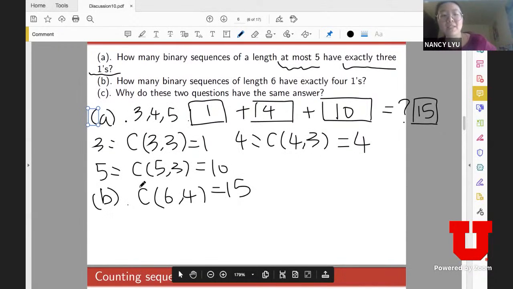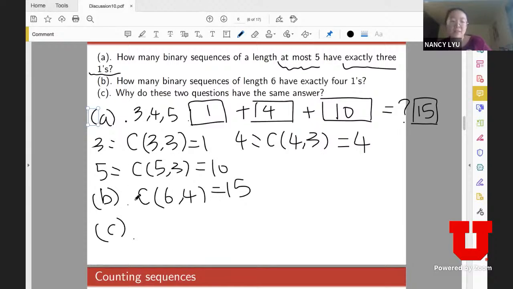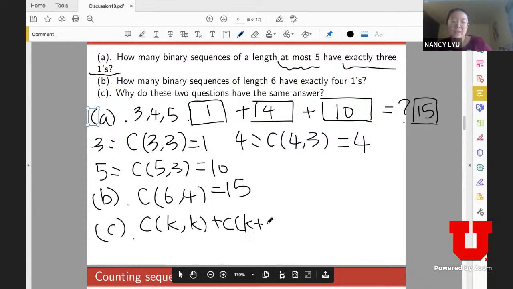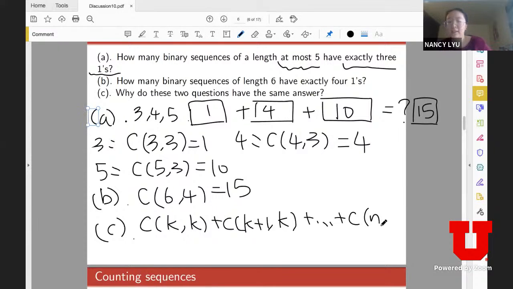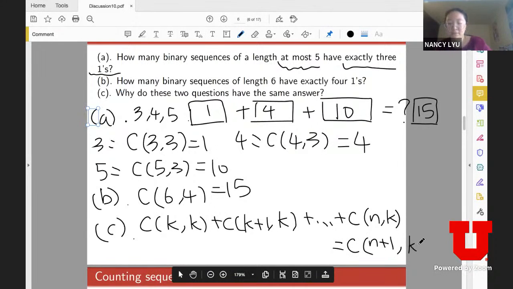So C asks, why do these 2 questions have the same answer? I don't want to go in depth about this one, but here's the theorem that states that suppose we have C(k,k) plus C(k+1,k) all the way up to C(n,k), which is equal to C(n+1,k+1). And in this case, your n is 5 and your k is 3. This is actually one of the exercises in the textbook. It is exercise 42 on page 108.